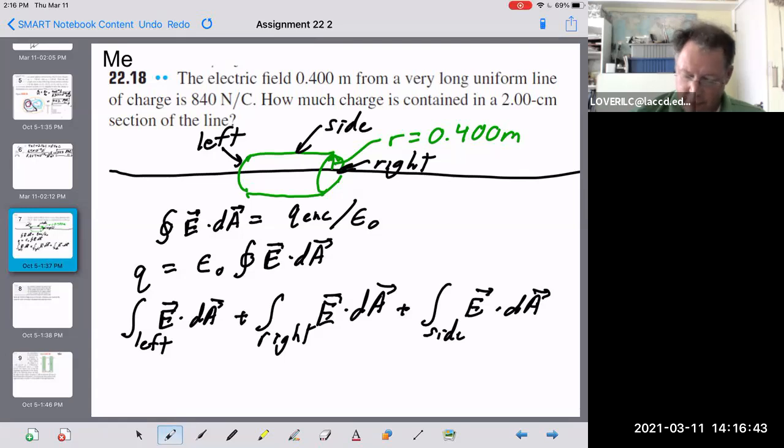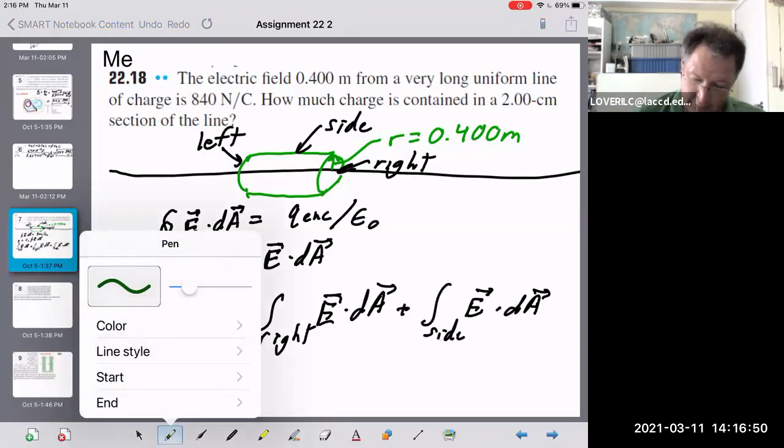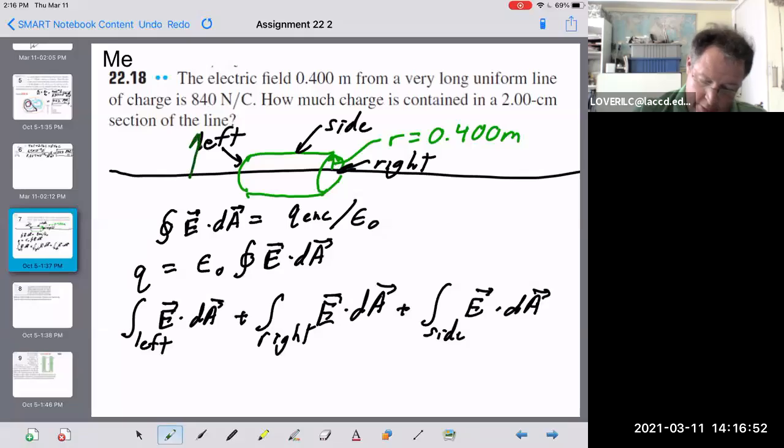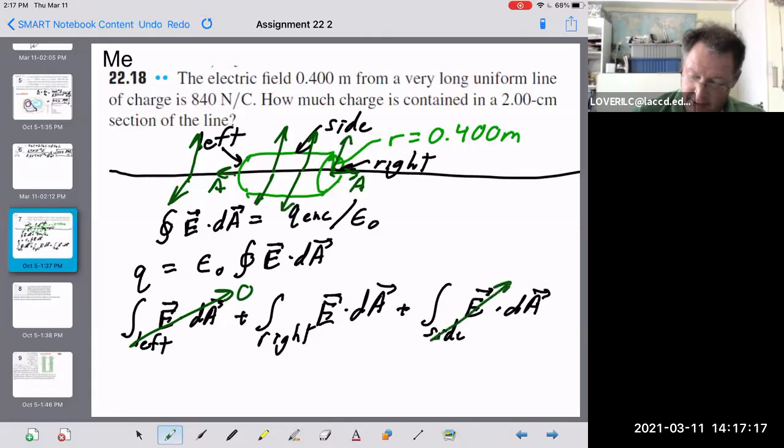Now, we know the electric field points away from charges, which means my electric fields are pointing like this, straight away from the charge. So the electric field will be at a 90-degree angle to the area vector on either the right or the left side, which means these two sides will both be 0.